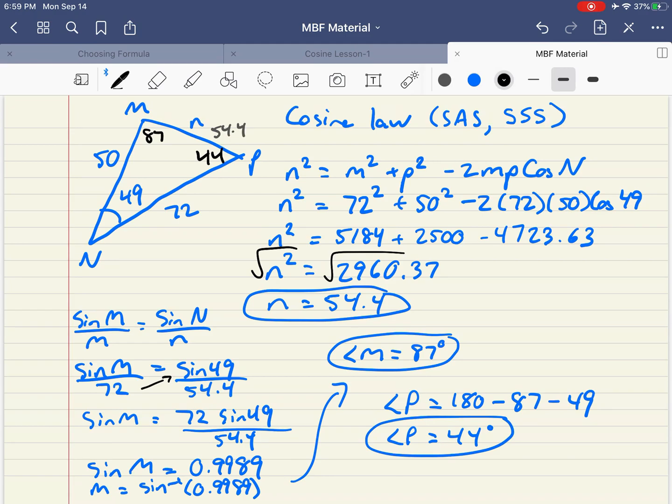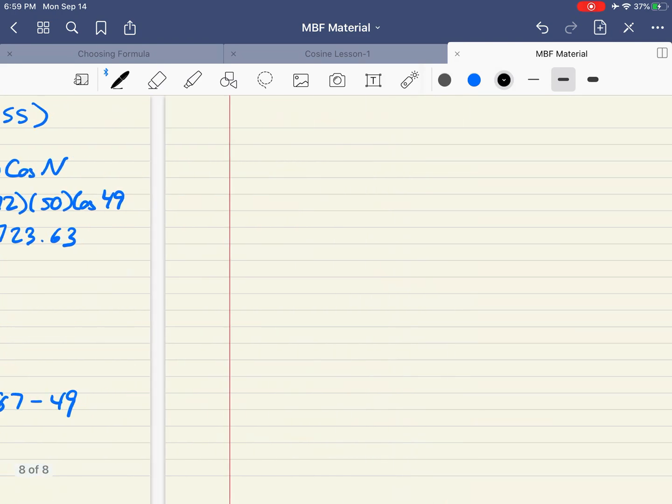Okay. So again, this triangle, it started off as a cosine law question because I had no angle with its opposite side. Once I found side n though, now I have angle n and side n. I've got a pair and I switched into the sine law, and that's how I ended up getting angle m instead. Okay? Let's do one more question.